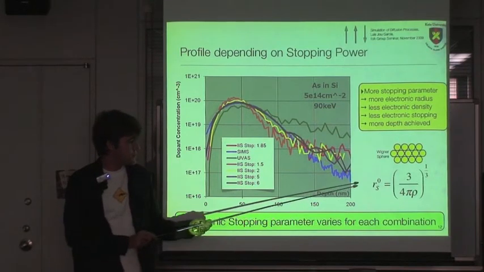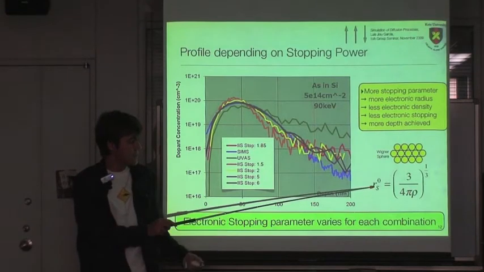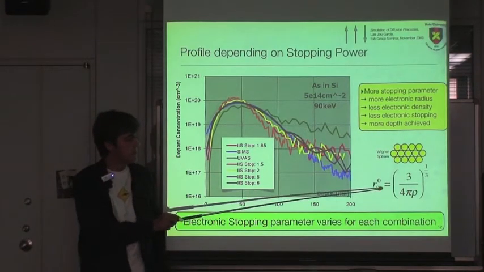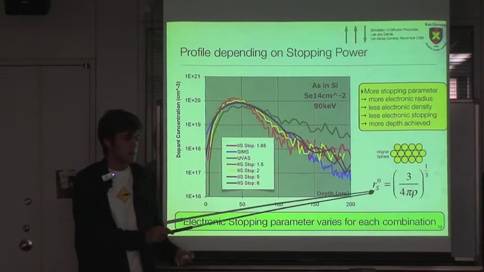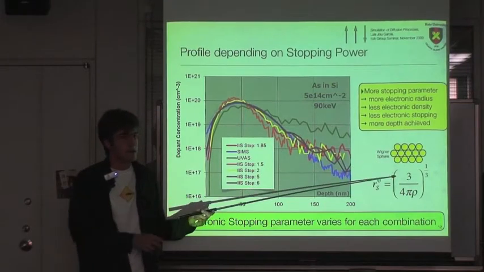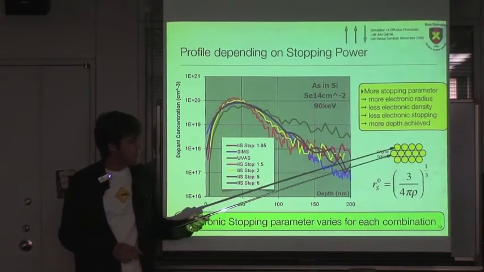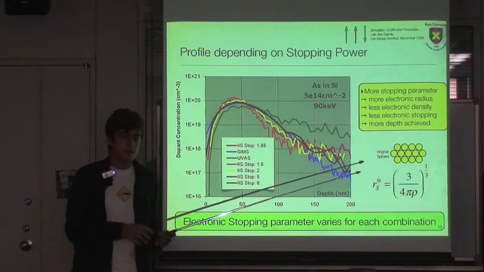As I said, a larger parameter means a larger Wigner sphere radius. It's something like the space occupied by each electron in the background.